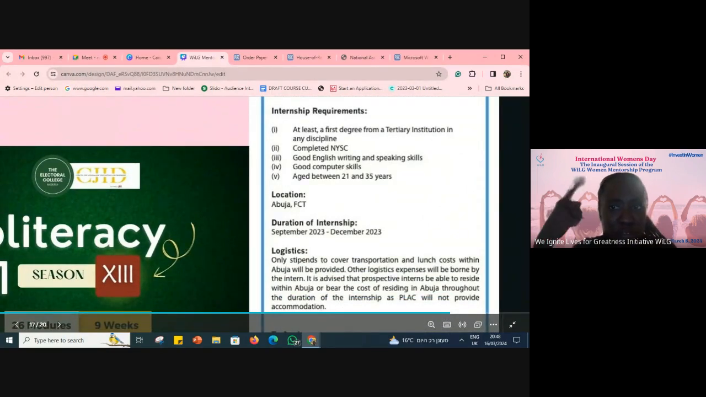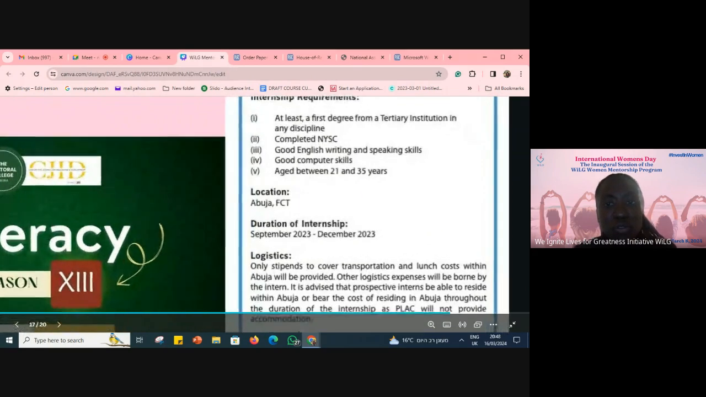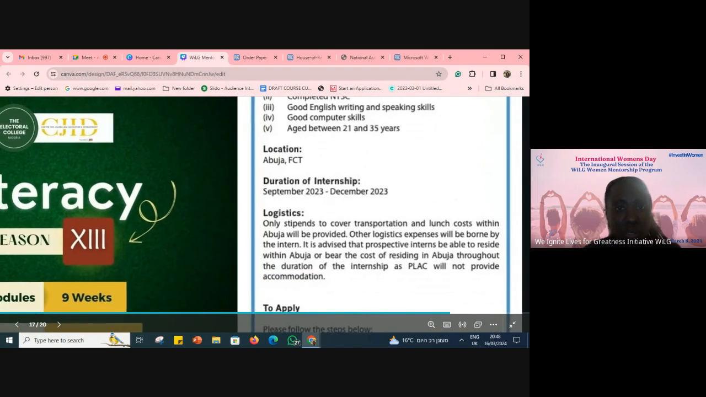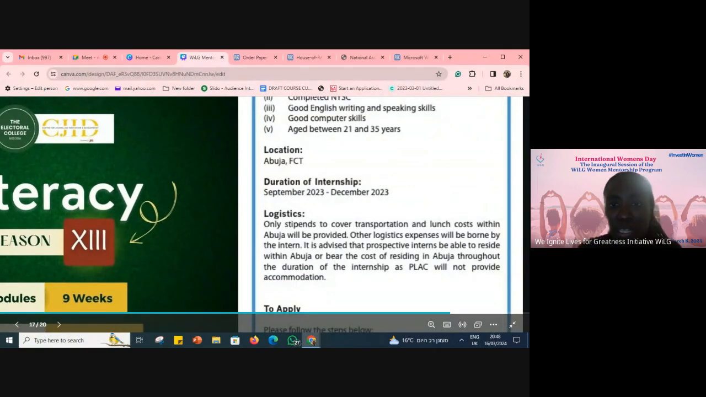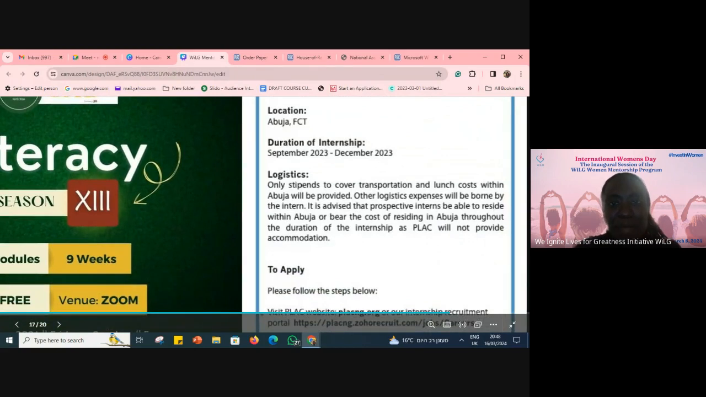So you have to have a degree first. You also have to have completed your NYSC. You have to be good in English writing and speaking. And you also have to be good with computer skills. One thing they require is that you have to be aged between 21 and 35, which is great. And they're in Abuja, so if you're in Abuja, that would be a good one for you. The internship duration is September to December. So that means the application comes out in August or July, thereabout. I'm not sure, but whenever it comes out.